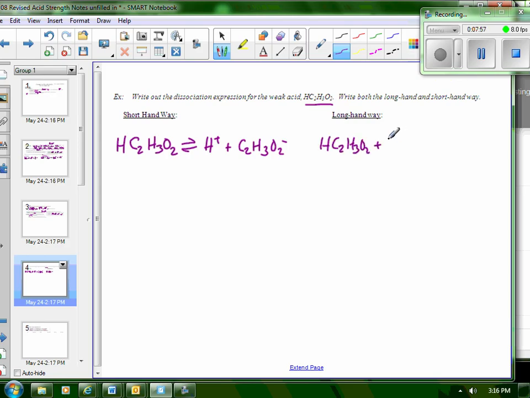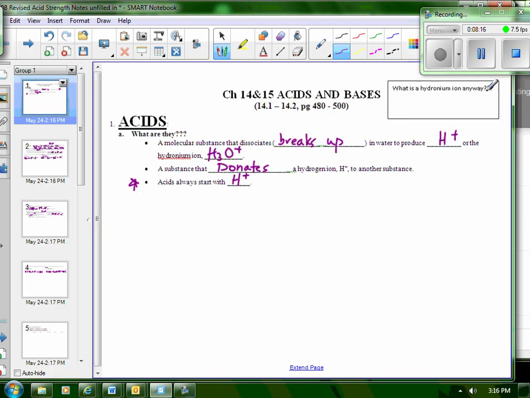And then the longhand way is, of course, showing how the acetic acid actually interacts with the water. So I'm still going to use that double arrow to show that the reaction doesn't happen all the way. I'm going to make the hydronium ion, and there's the rest, the acetate ion. By the way, up here, way at the top, it says, what is a hydronium ion anyway? I hope you understand that now.